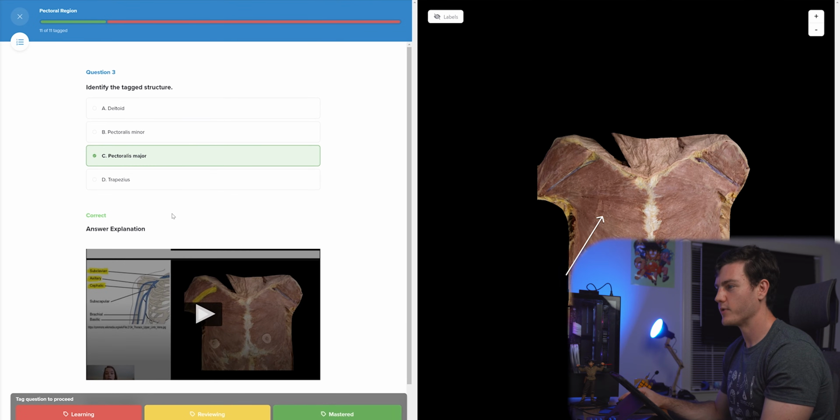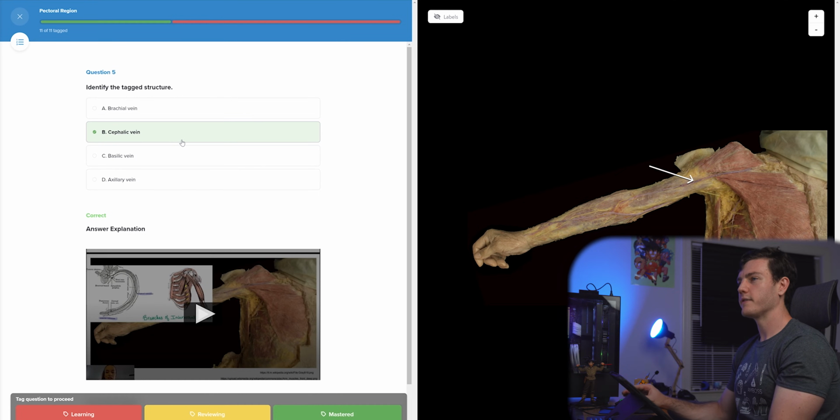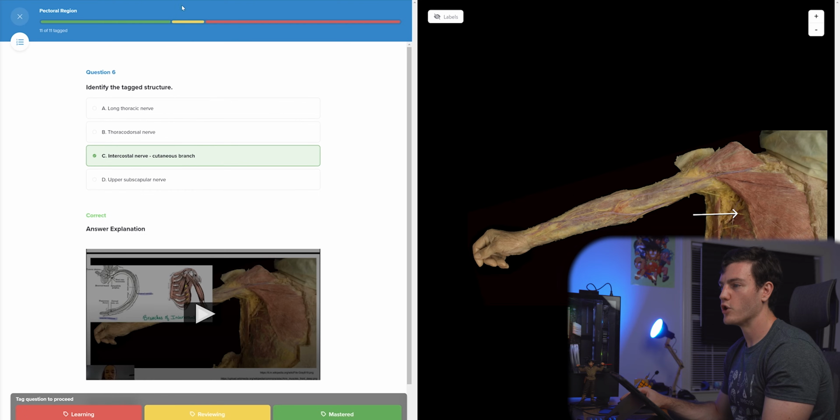So let's just say we mastered it. Pectoralis major, that was pretty easy. We mastered it. Deltoid, that was also pretty easy to see, that's obviously the deltoid, mastered. So let's say even though we got this right here, which was the cephalic vein, we still had a little bit of difficulty understanding that that's the cephalic vein. So we can say reviewing, and now up here you'll see that for this question, we're still reviewing it. We still want to see the cephalic vein one more time and learn how it courses through the body.